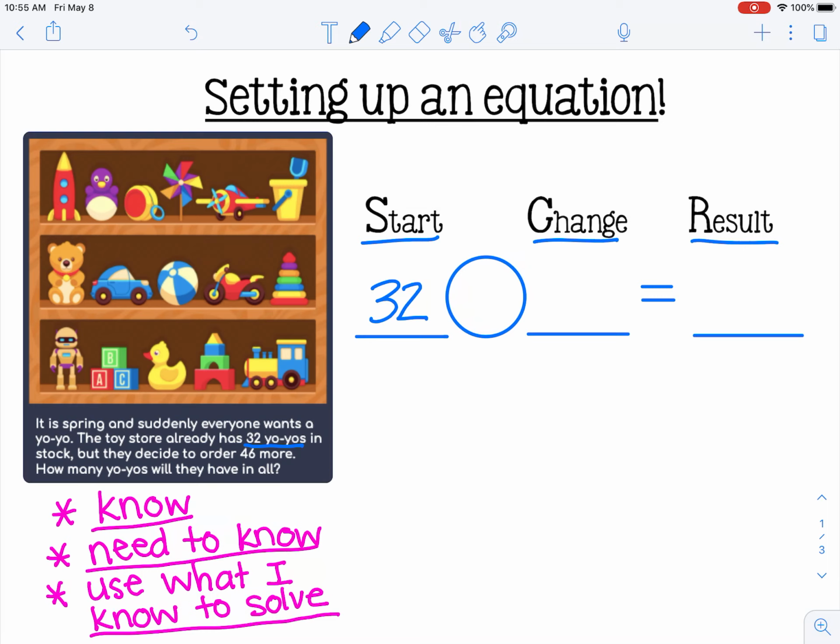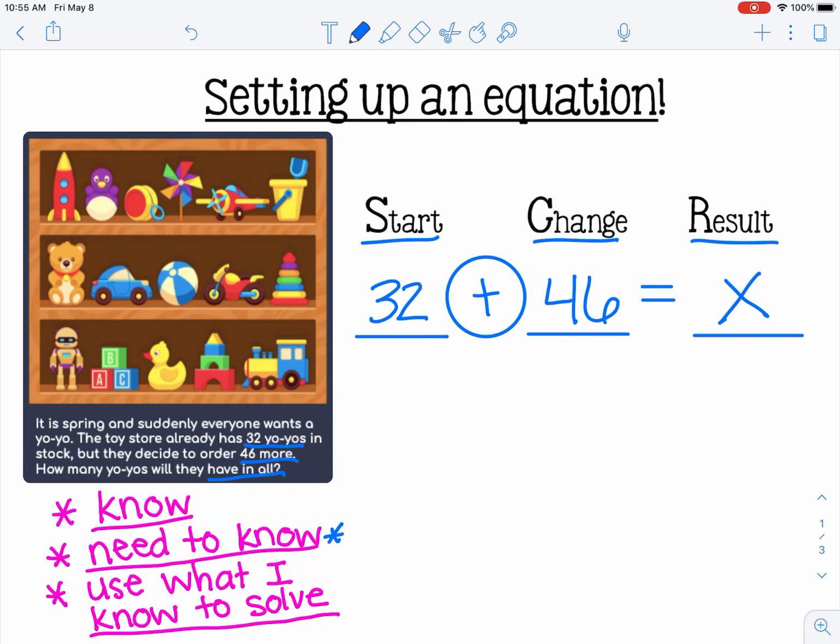Then the number of yo-yos they have changes. So we need to decide, when they ordered 46 more, is that what they have at the end? No, it's not. Because then they want us to figure out how many yo-yos they will have in all. So that's what we need to use to solve. So we're going to put the 46 right here at the change, because that's what changes. They get more. That's what tells me to add. And then they want us to figure out, that's what we need to know, how many they will have in all. So we're going to put the letter X right here. That means that's what we need to solve for.